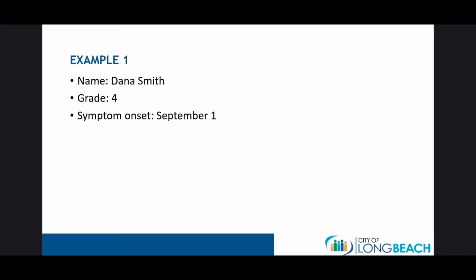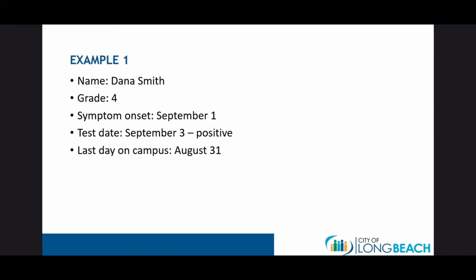For example, Dana Smith, a fourth grader, became symptomatic on September 1st. She tested positive on September 3rd. She was last on campus on August 31st. Do you need to report this case? Yes, you need to report this case because August 31st and September 1st are within 14 days of each other.